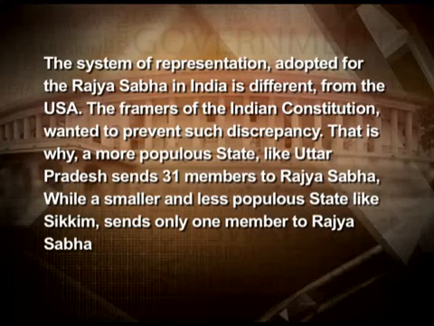Now, if we see in the United States of America, every state has equal representation in the Senate. This ensures equality of all the states, but this also means that a small state would have the same representation as the larger state. The system of representation adopted for Rajya Sabha in India is different from the USA. The framers of the Indian Constitution wanted to prevent such discrepancy. That is why a more populous state like Uttar Pradesh sends 31 members to Rajya Sabha, while a smaller and less populous state like Sikkim sends only one member.